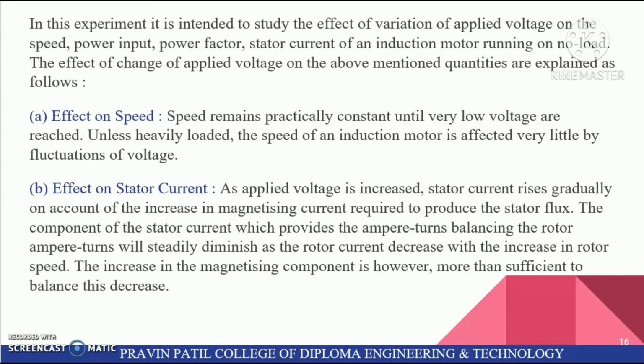Effect on stator current. As applied voltage is increased, stator current rises gradually on account of the increase in magnetizing current required to produce the stator flux. The component of the stator current which provides the ampere turns balancing the rotor ampere turns will steadily diminish as the rotor current decreases with the increase in rotor speed. The increase in the magnetizing component is, however, more than sufficient to balance this decrease.